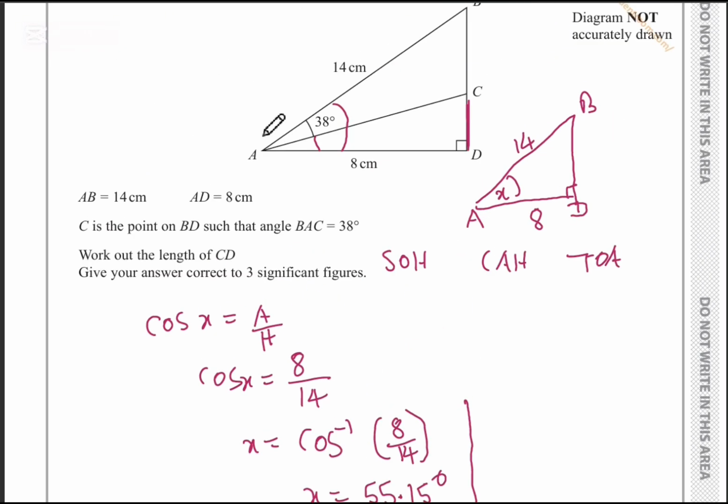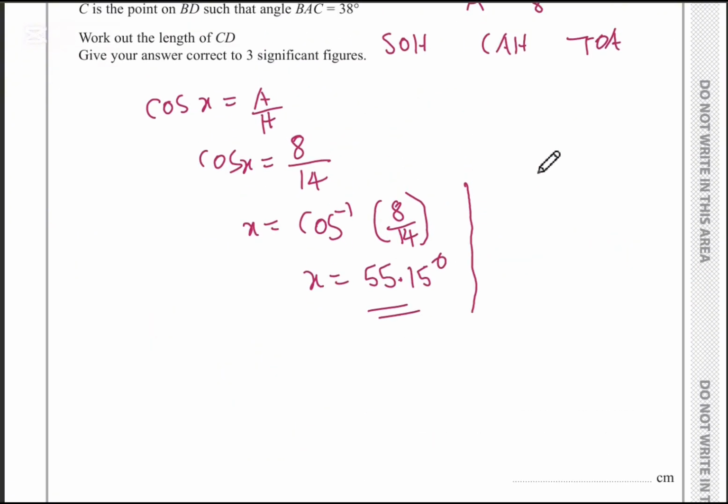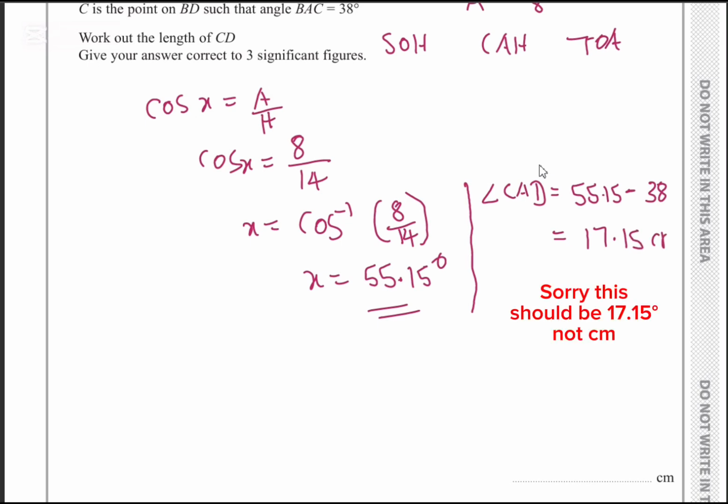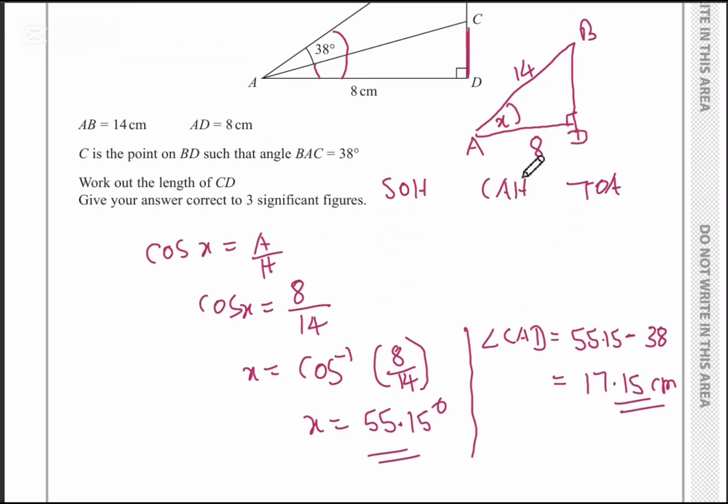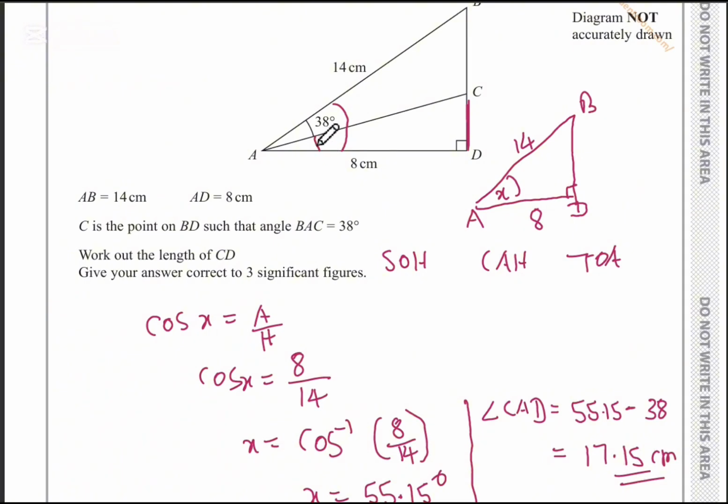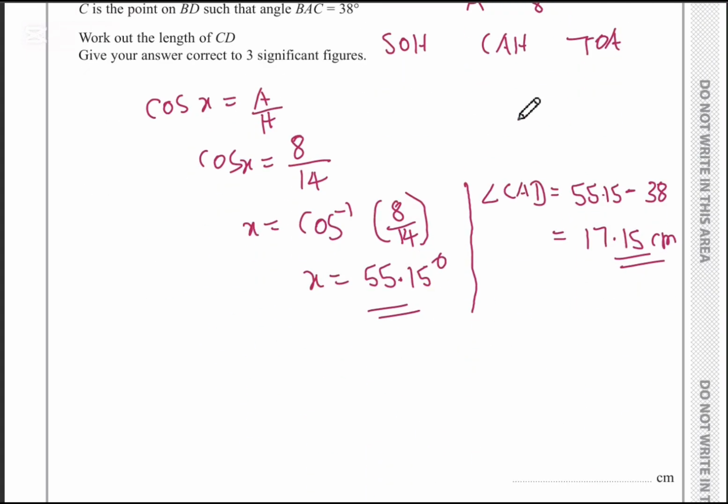what is that angle called? The small angle is angle CAD. So angle CAD would be 55.15 minus 38, and this gives me an answer of 17.15, right? This is this particular angle. Now using that angle, I'll be drawing out the small triangle here, ACD. Now I hope you understood why I found the entire angle at first.